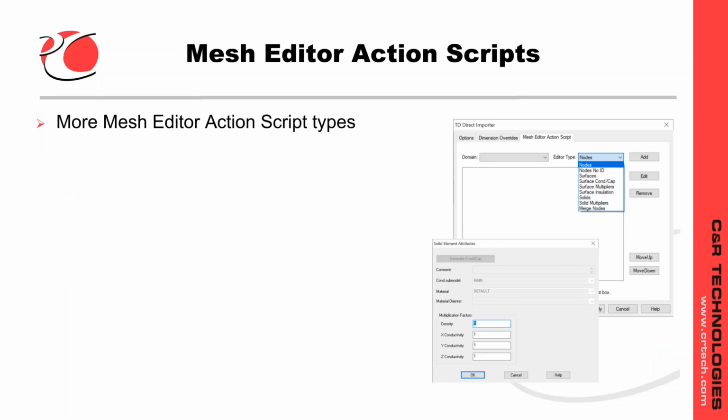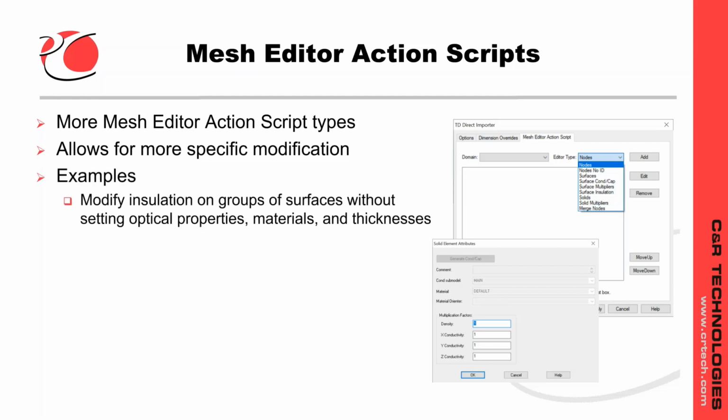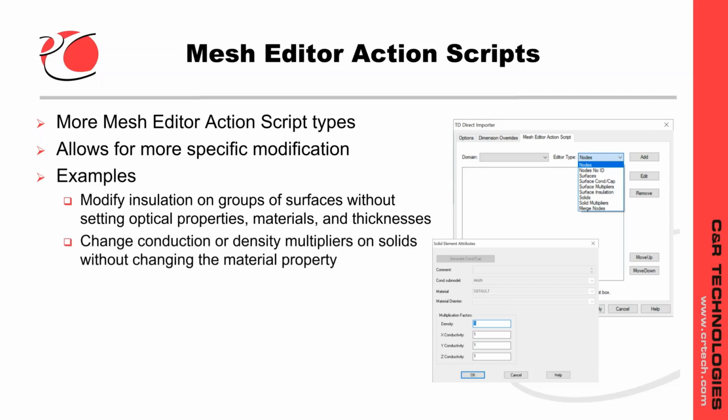All right, then on to the mesh editor action scripts. We've added some more types. You can see over on the right, such as surface insulation, surface multiplier, solid multipliers. And this allows for more specific modification. For example, you can modify the insulation on groups of surfaces without changing their optical properties, materials, and thicknesses. So only insulation will be changed if you select surface insulation.